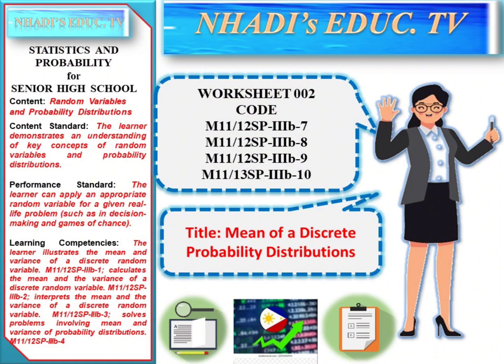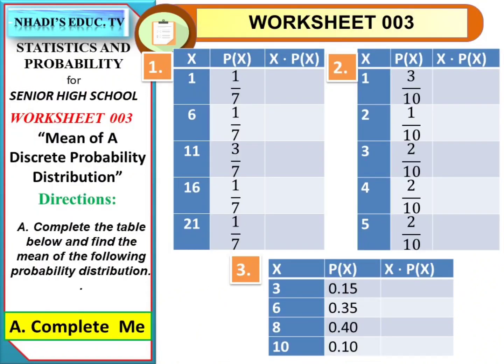The learner illustrates the mean and variance of a discrete random variable, calculates the mean and the variance of a discrete random variable, interprets the mean and variance of a discrete random variable, and solves problems involving mean and variance of probability distributions. Okay, so let's dive into worksheet number 3, the mean of a discrete probability distribution.